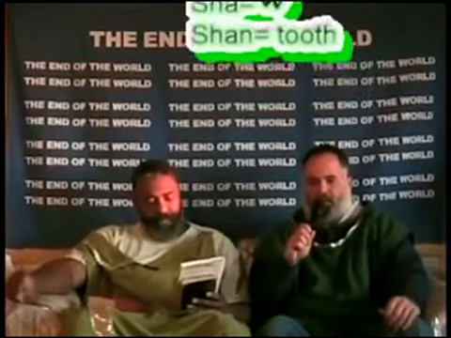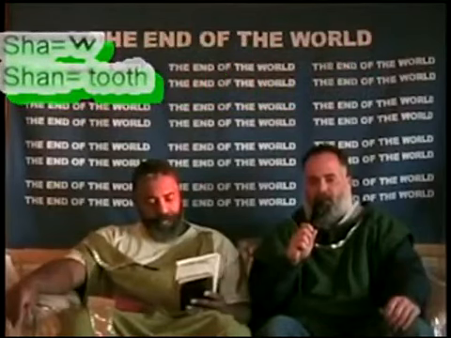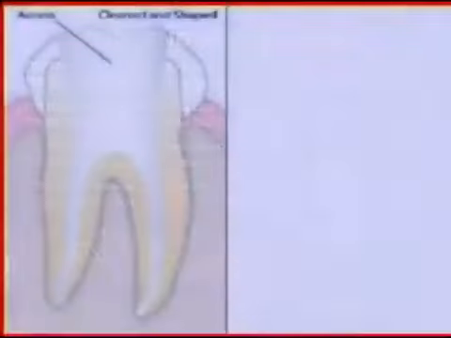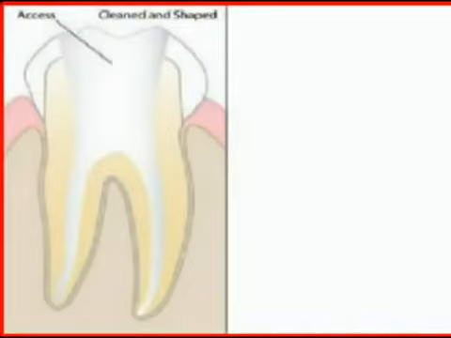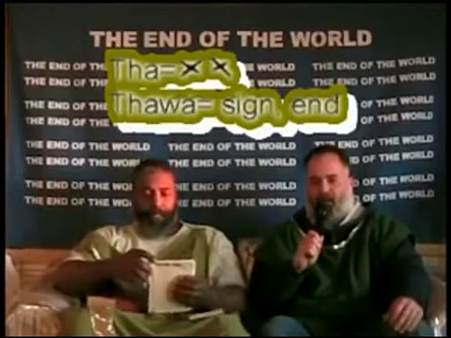Sha. The Hebrew word for Sha is shun, which is tooth. Now if you look at the Sha, it looks like a W, and then if you put a curve on the top of it, it looks like a tooth or a molar, the root of a tooth. Tha. Now the word Tha is sign, Thawa, which means sign, or the end of something. That's why in the book of Revelation, the 1st chapter, when Yahweh Shai spoke, he said, I am the A and the Tha, or the Alpha and the Omega, the beginning and the end.